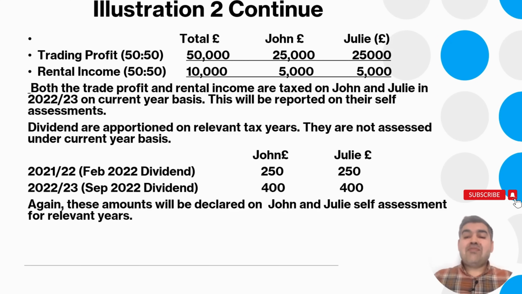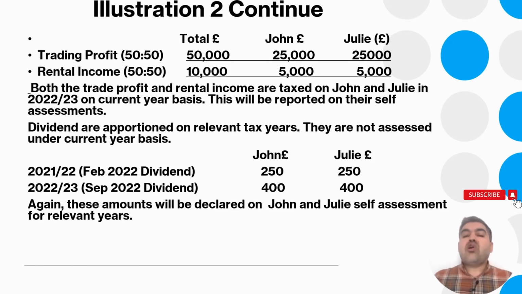So remember, again, make 3 columns in total, then John and Julie. If there's another partner, make another column as well. The trading profit is 50,000, shared 50-50, so 25,000 to John and 25,000 to Julie. Rental income of 10,000, so 5,000 each. Both the trading profit and the rental income are taxed on John and Julie in 2022-23 on the current year basis. This will be reported on their self-assessment.